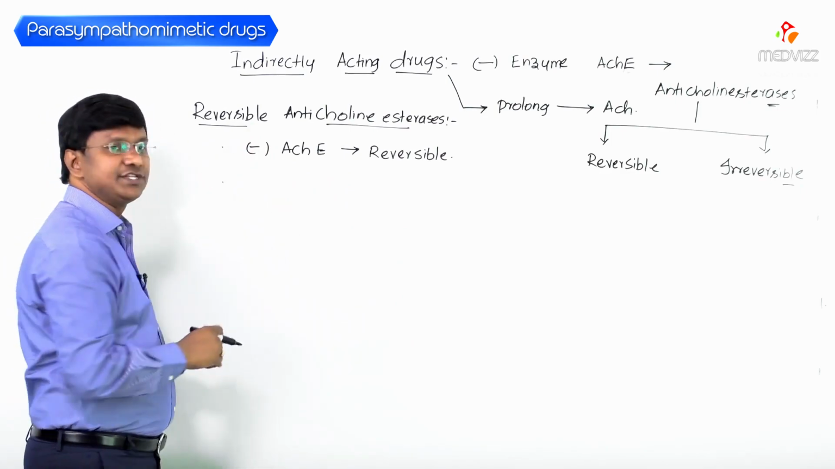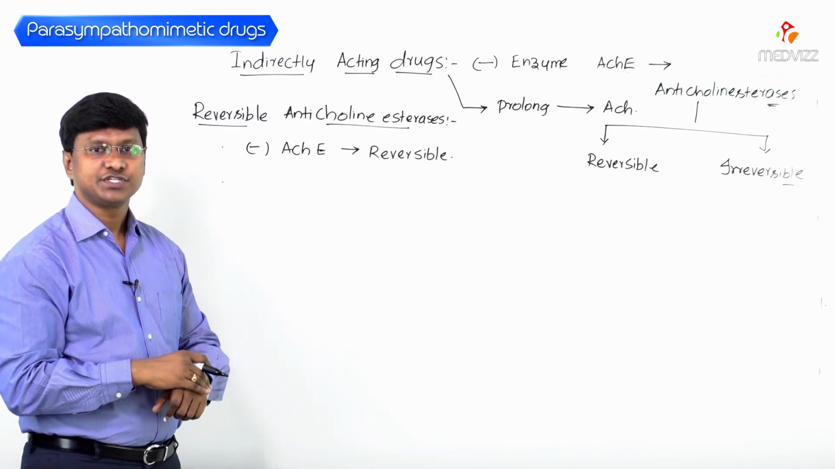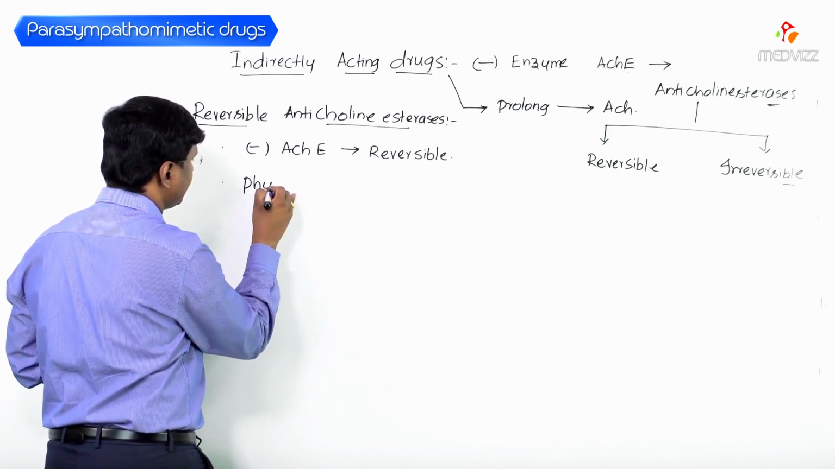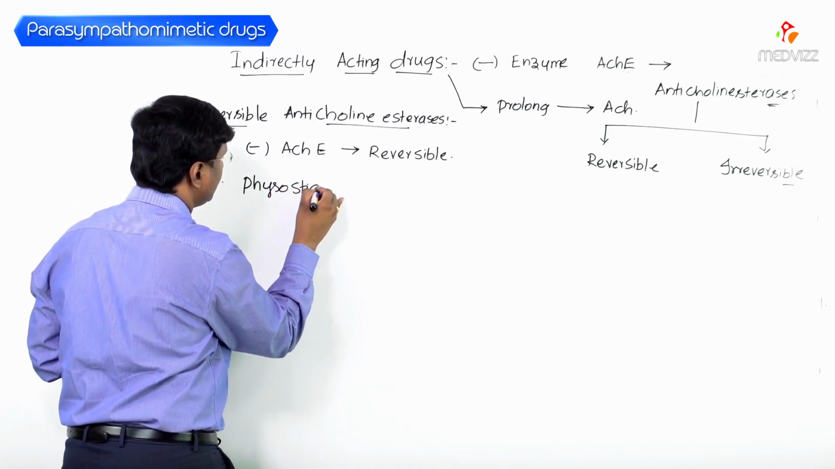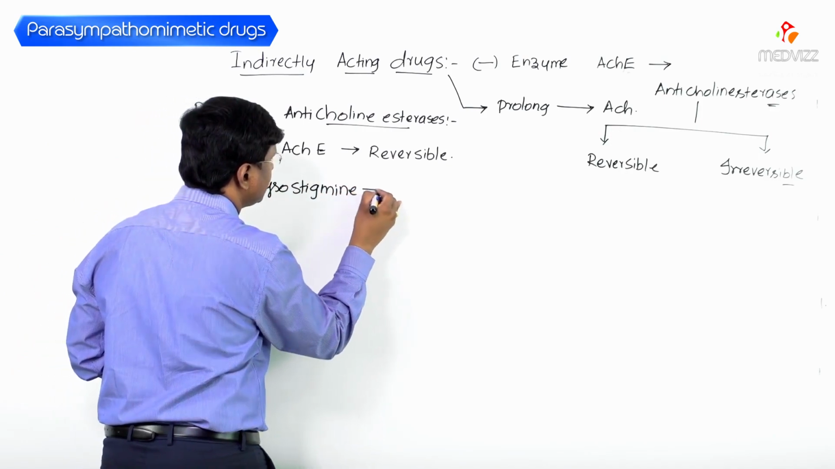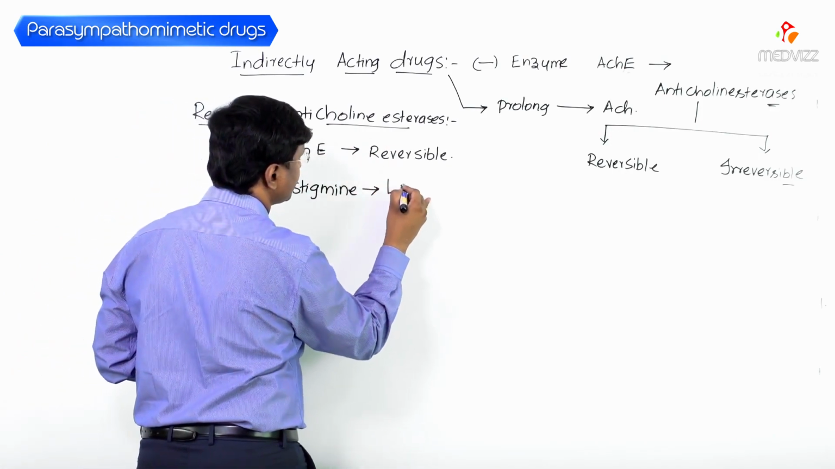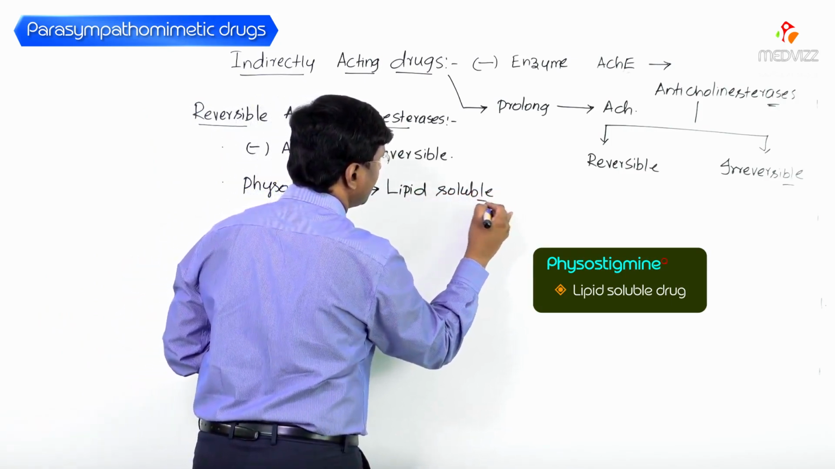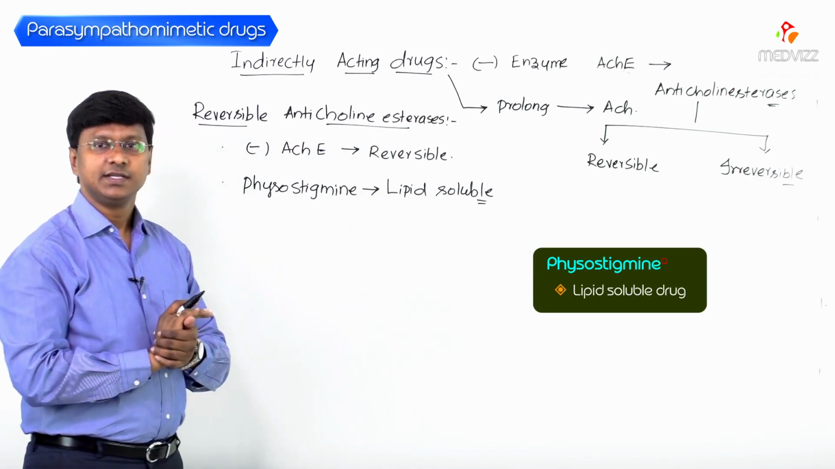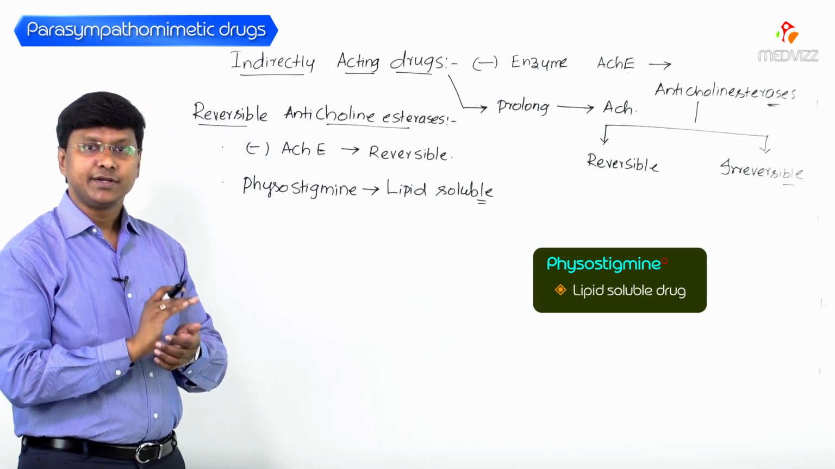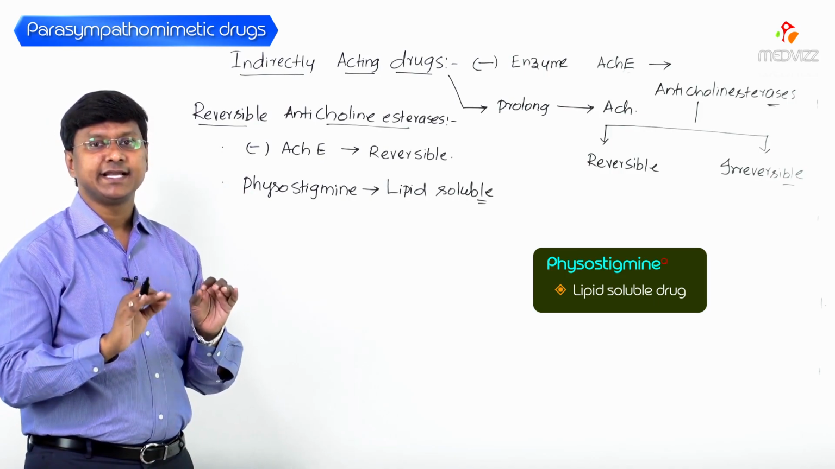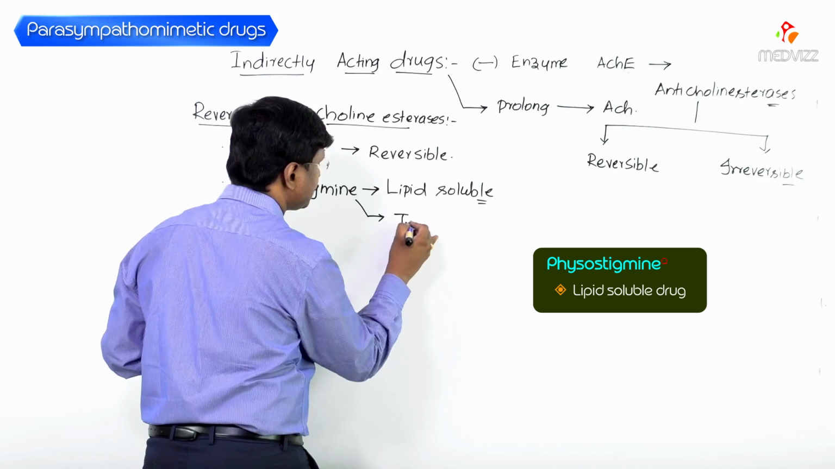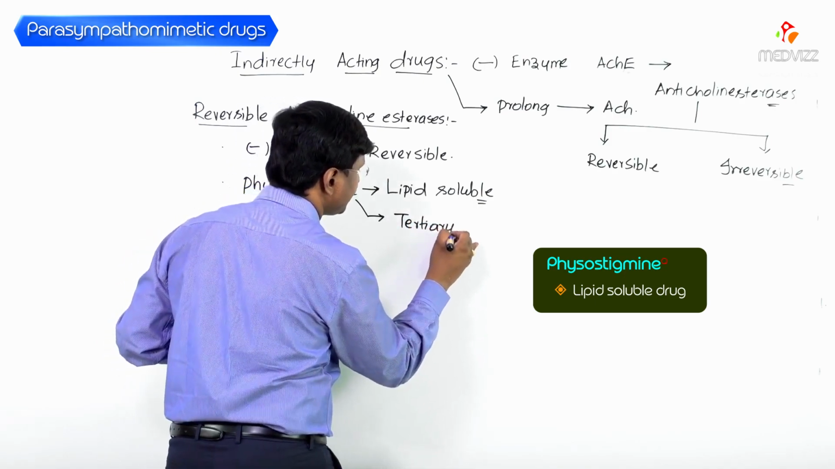Out of these, a very important drug is Physostigmine. Physostigmine is a reversible anticholinesterase which is a lipid soluble drug. This is a very important point. Not only is it lipid soluble, it is a naturally occurring tertiary amine.